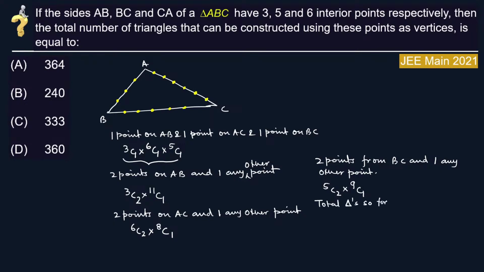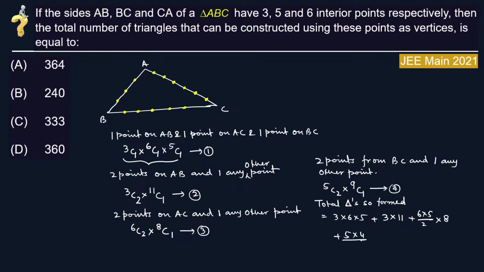Therefore, the total number of triangles so formed will be what? 3C1 into 6C1 into 5C1, this is the first case. So it is 3 into 6 into 5. This is the second case. 3C2 is same as 3C1, so it will be 3 only, and 11C1 is 11. Now this is our third case, which is 6C2, that is 6 into 5 divided by 2, into 8C1. 8C1 is 8. And this is our fourth case, which is 5C2 into 9C1. 9C1 is 9 only.